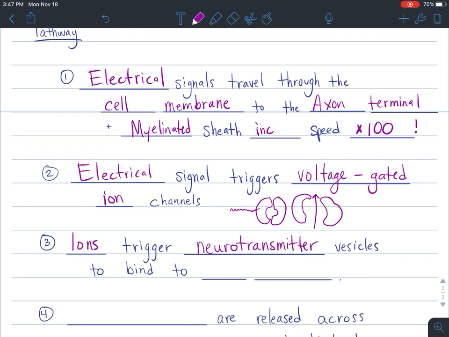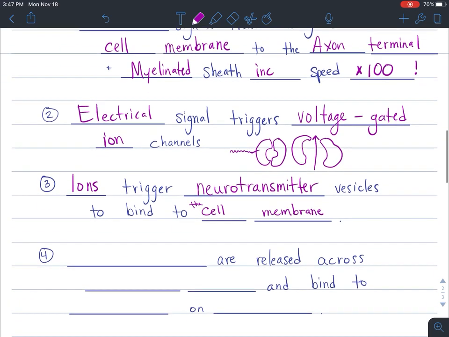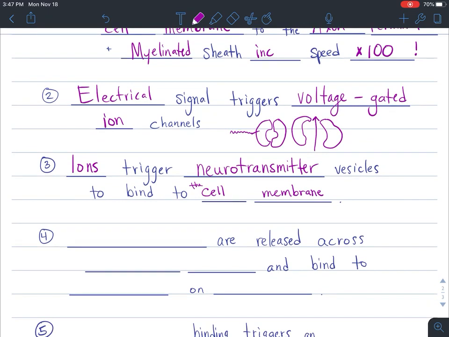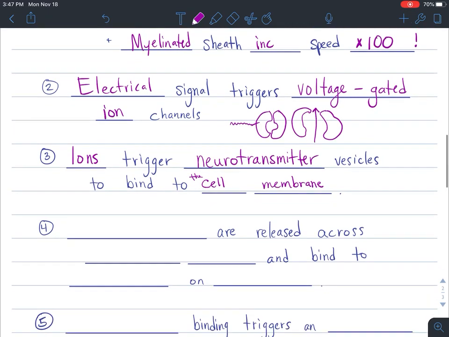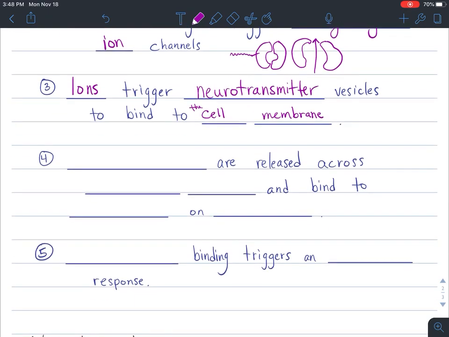So ions trigger neurotransmitter vesicles, which are just pouches of neurotransmitters, to bind to the cell membrane. Because the neurotransmitters are inside of the neuron, they need to get over to the next neuron. So the neurotransmitter is our chemical signal. In order to get it over there, those chemicals are inside of a vesicle. The vesicle binds to the cell membrane, and then they kind of get pushed out of the neuron so they can enter the synapse, which is the gap between the neurons.